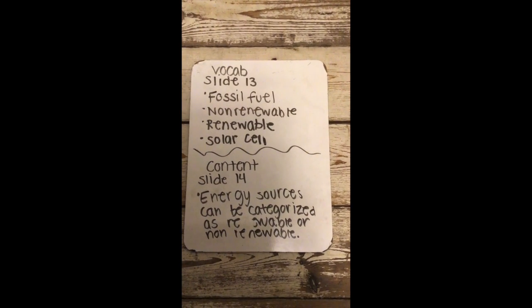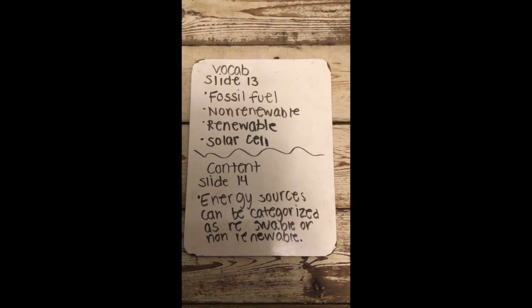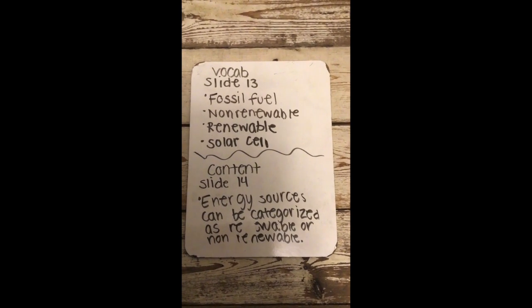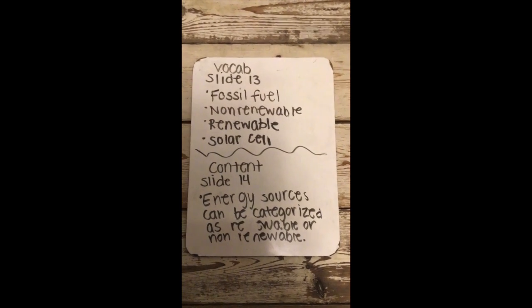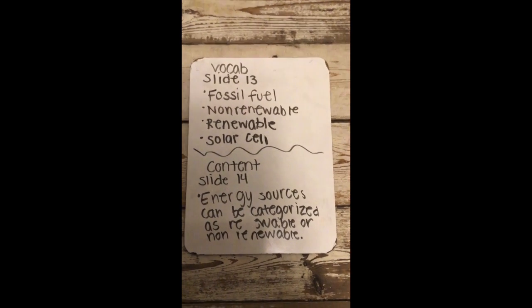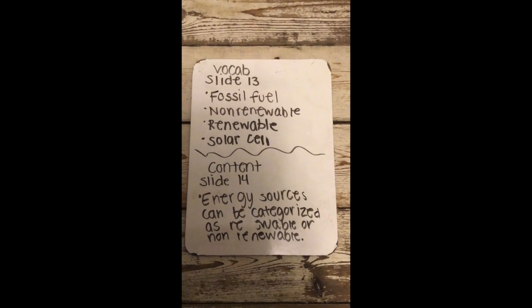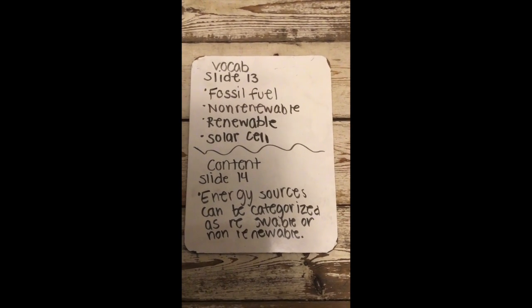Here's the vocab for the lesson. Vocab is found on slide 13. We have fossil fuel, which can be coal or natural gas. Those are the two that they talk most about. And those are non-renewable resources, so once they're gone, we can't replenish them.